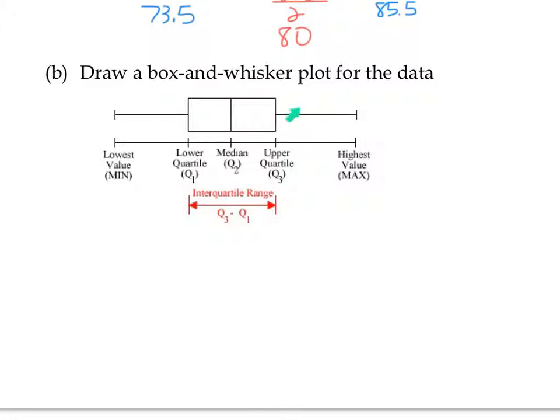These whiskers aren't always going to be the same length, depending on how far out from each Q1 and Q3 you go to get the minimum and maximum. And you can see here, our interquartile range is Q3 minus Q1. It's the range of that box part of our box and whiskers.